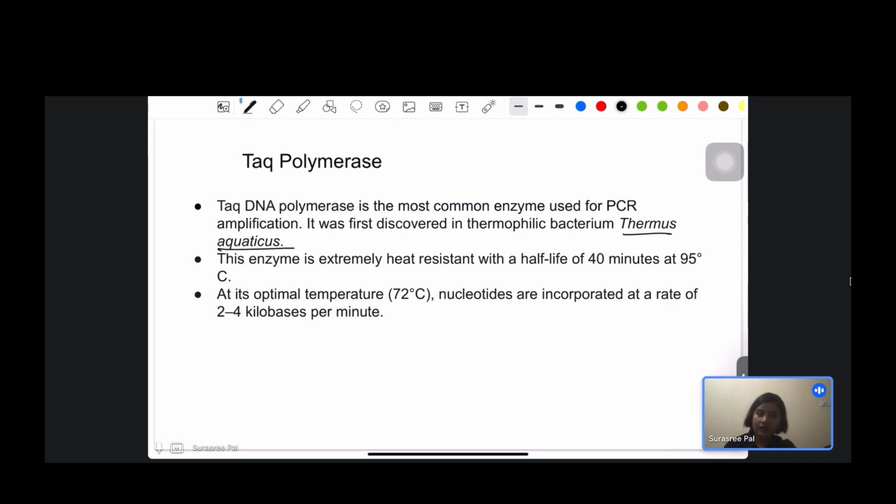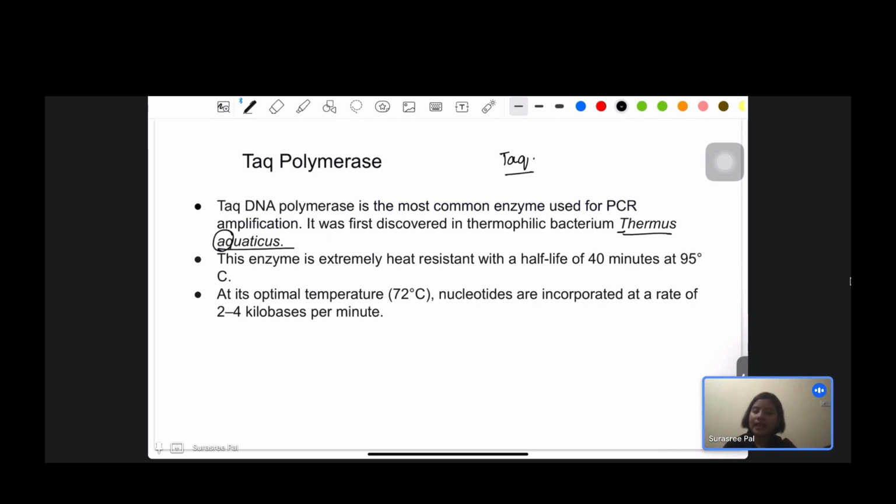It was discovered that this kind of bacteria, Thermus aquaticus, contains a DNA polymerase which is named after Thermus aquaticus. The T is taken from Thermus and AQ is taken from aquaticus, and thus the name of the polymerase was given, Taq polymerase. And this is a common DNA polymerase of this kind of bacterium.